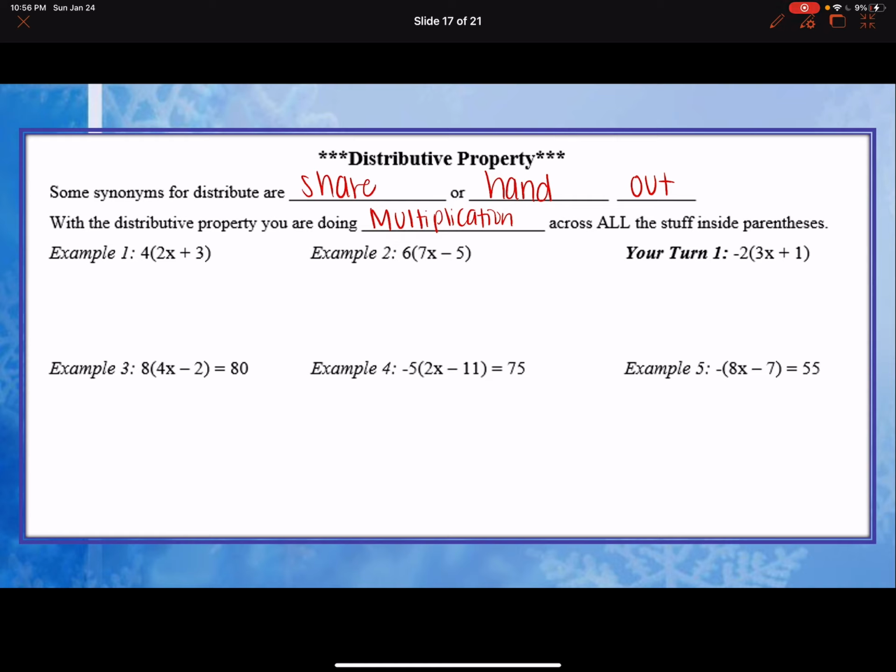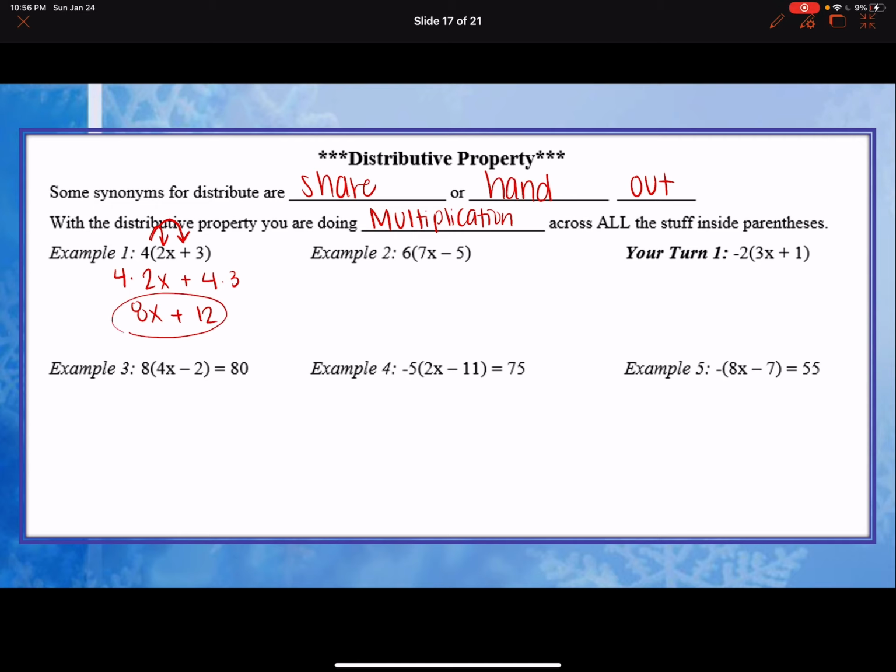So here's some examples. We've got 5 of them, and I'll expect you to do the your turn number 1 as soon as I get done with these. All right, so when we say distribute, we're handing out the number outside of the parentheses to our terms inside our parentheses through multiplication. So we'll have 4 times 2x plus 4 times 3. 4 times 2x is 8x. 4 times 3 is 12.